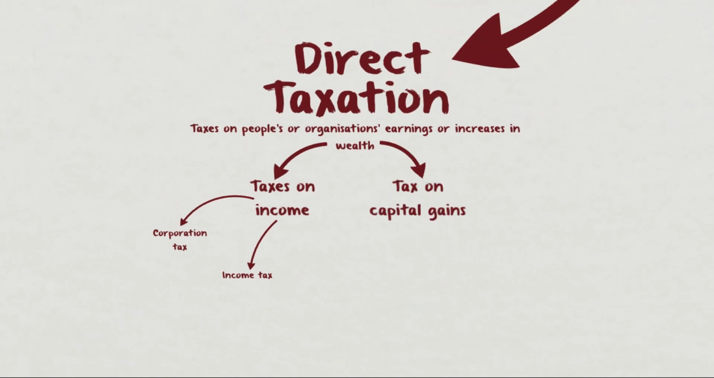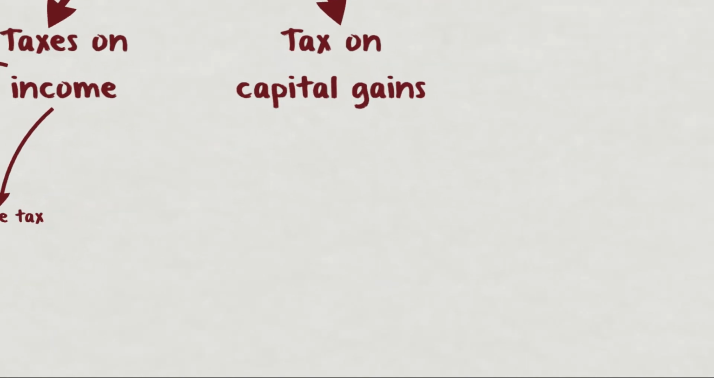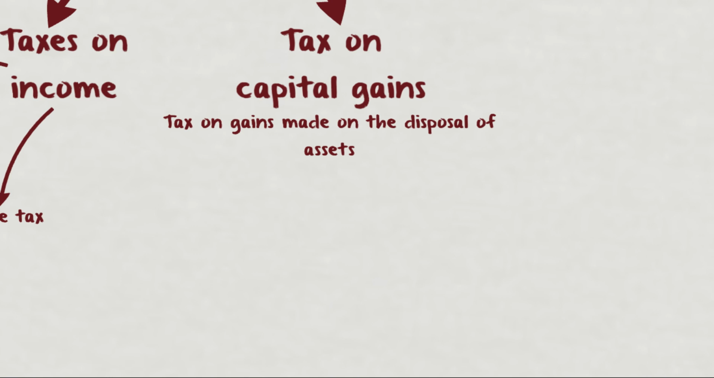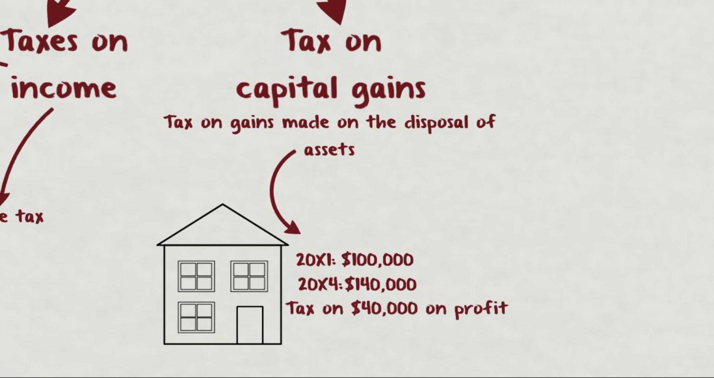Another type of direct taxation is the tax on capital gains. Now that might sound slightly confusing, but put simply, the tax on capital gains is a tax on gains made on the disposal of assets. Let's consider an example. In 2000X1, someone buys a house for $100,000. However, in 2000X4, they sell the house for $140,000. They've disposed of their asset, the house, but they've made a gain of $40,000. So therefore, there's a tax on that $40,000 profit. Quite simple, really, isn't it?